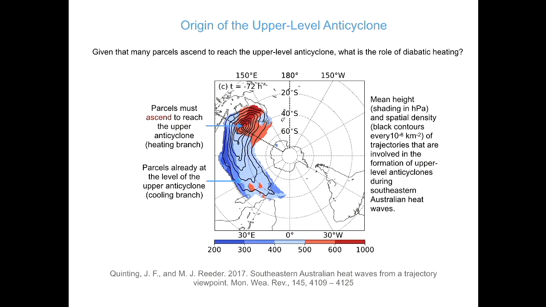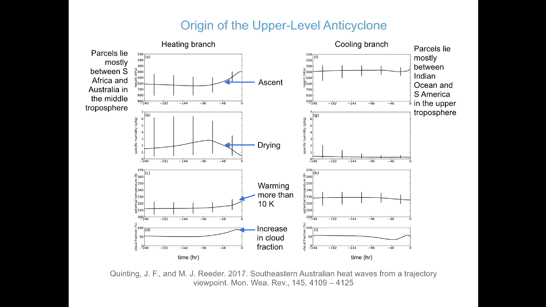Well, convection's part of the story here. So I'm going to call the ones that are already at the level of the anticyclone the cooling branch, for reasons that I'm not going to go into at the moment. And I'm going to call the low-level ones the heating branch. And so this is a time series of these two families of air parcels. This is time running along the abscissa. This is height. This is time, specific humidity. Time, potential temperature. Time, cloud fraction. For the ones that started off in the upper part of the atmosphere and those that are closer to the surface of the Earth. So at this point, we're at minus 72 hours. Let's think about these ones that were not that far from the surface.